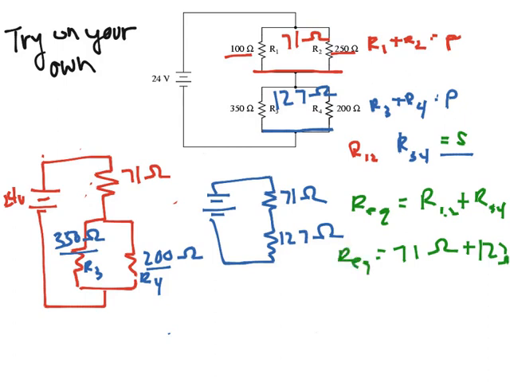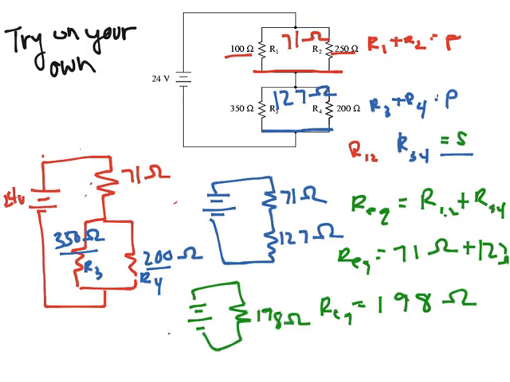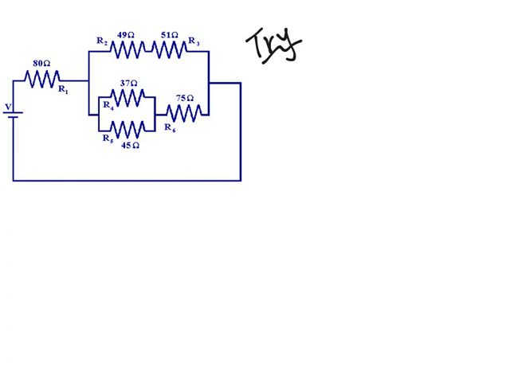Add those, and that's 198 ohms is your R equivalent. So if you wanted to redraw this, there would now just be one resistor that is 198 ohms, and then you could go on and solve for different Ohm's laws and find your current and find your power. We are going to try one more. So again, try this on your own and then pause it.